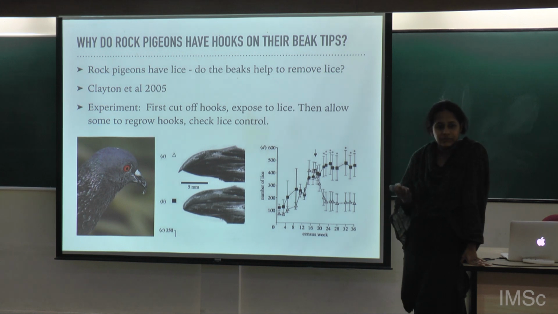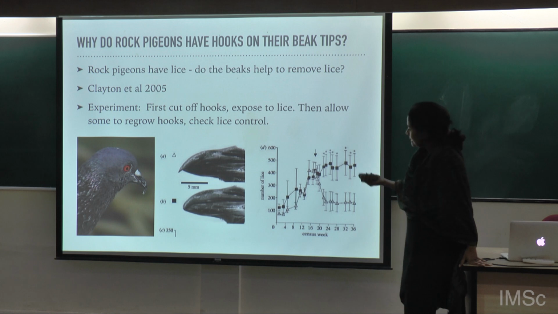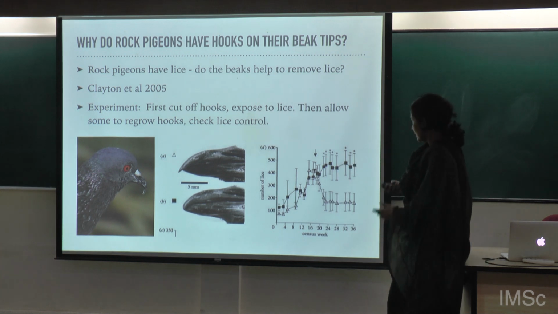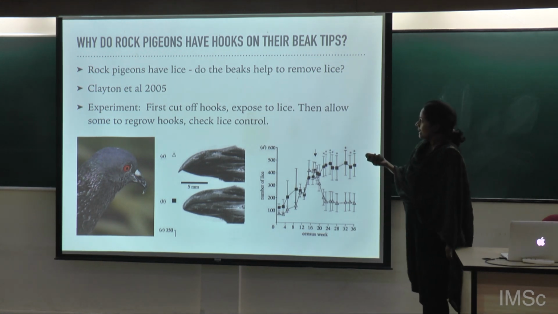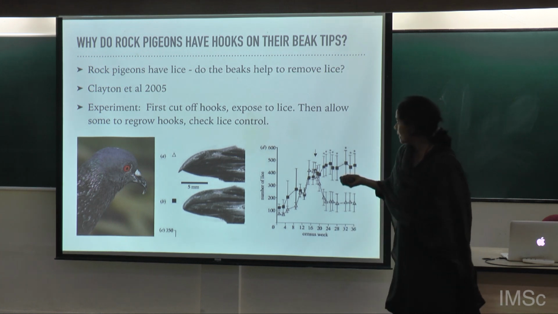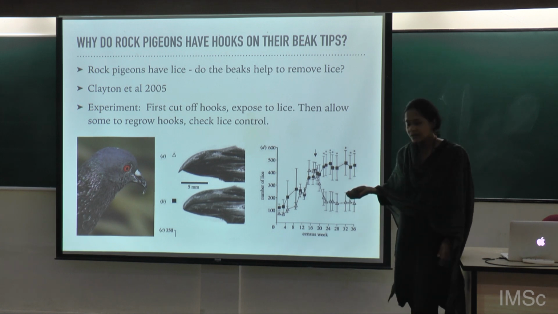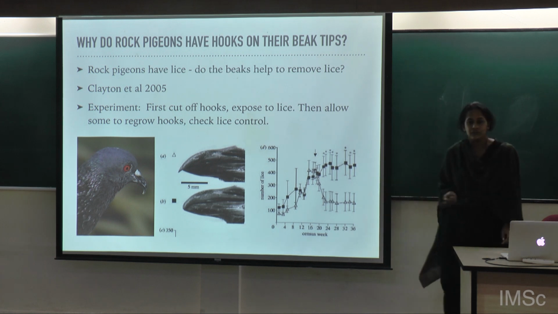How would you answer such a question? I'll walk you through a few examples before we come up with our own. As an experiment, they took a few birds and kept some with the beaks intact, and they cut off the beak tips of some other birds. They then exposed these birds to lice, and allowed some of the cut beak birds to regrow their beak tips, and looked at what the lice infestation was like. And what does the data suggest? What do you think?